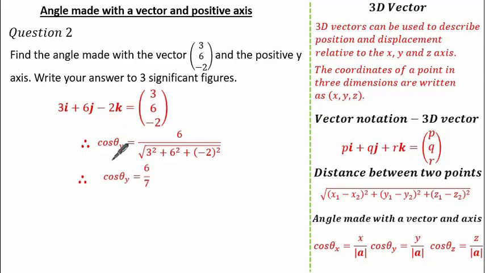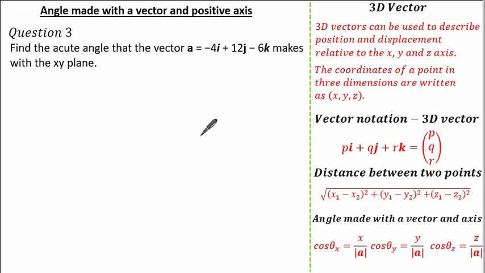Working this out, our cos theta is equal to 6 over 7. So to work out the angle made between the vector and the y-axis, we cos the minus 1 of that 6 over 7 to give me the angle to be 31.0 degrees to 3 significant figures. Well done if you got that one right. Now let's have a look at our last question.